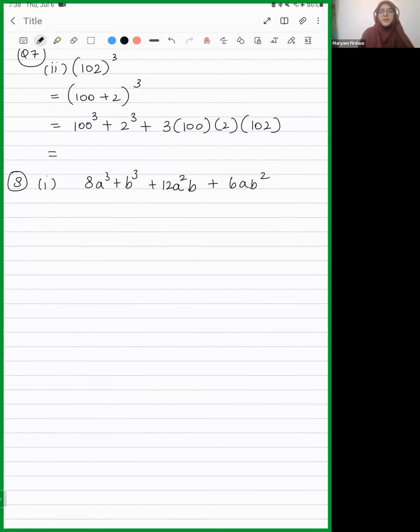what will you say is the first term and what is the second term? The first term will be 2a whole cube, right? If students are only continue, just tell me. I'm gonna ask you guys.